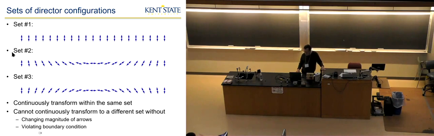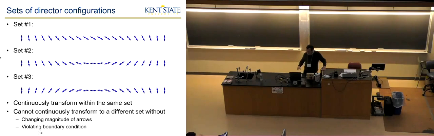From X min to X max. Okay, so in set number one, the director is going to have some changes as you go from the left to the right. Here, I'll advance a little bit. The director makes some changes, right? It starts like this, and then it tips over, and then it tips back, right? And so there's no winding as you go from the left to the right, okay?